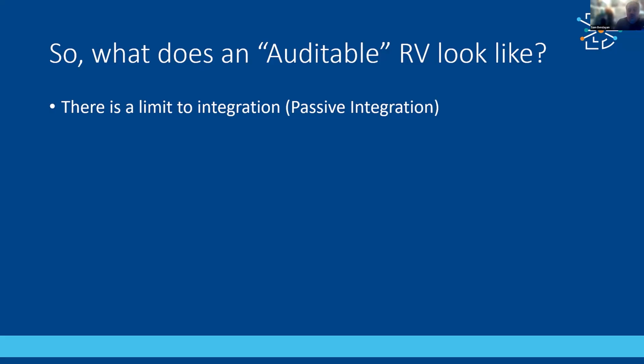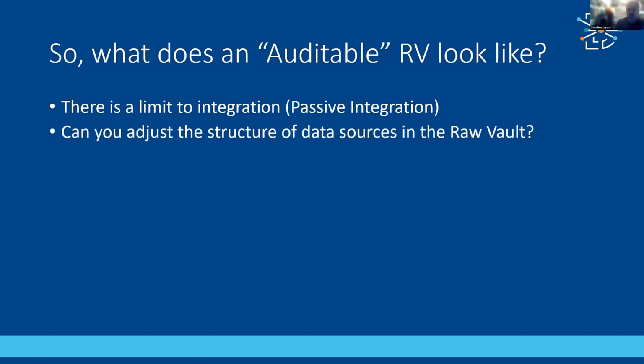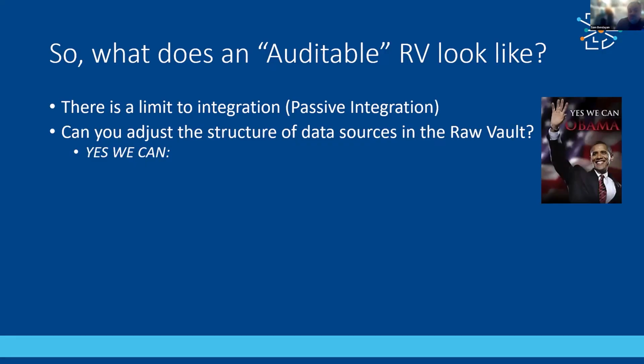First of all, there's a limit to integration. We talked about this a little earlier. We do passive integration. We don't just do integration. Also, can you adjust the structure of data sources in the raw vault? I ask this question a lot, and I'm surprised to hear many times people say, "Oh no, the raw vault needs to look like the data source, structure-wise." That's a huge misconception, because the reality is, yes, we can. We can adjust the structure of the data sources.